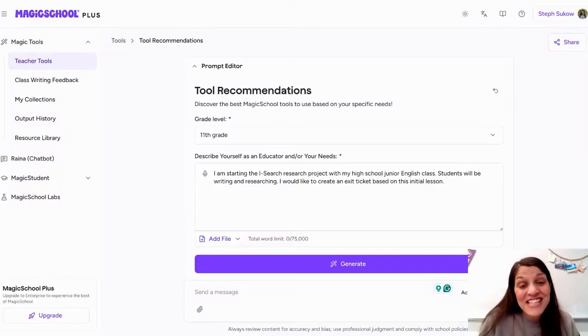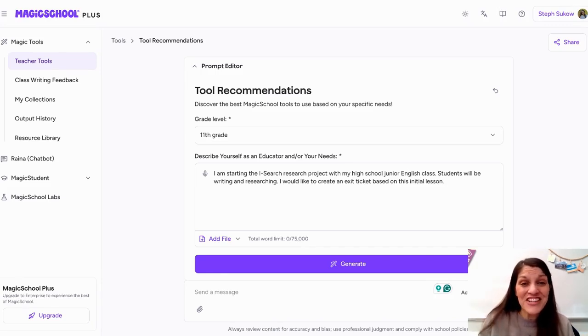So I'm about to get started on a semester or quarter-long project in my junior English class. This project is a pretty detailed research project in which students are going to be completing several short papers that will be put together into one large paper.